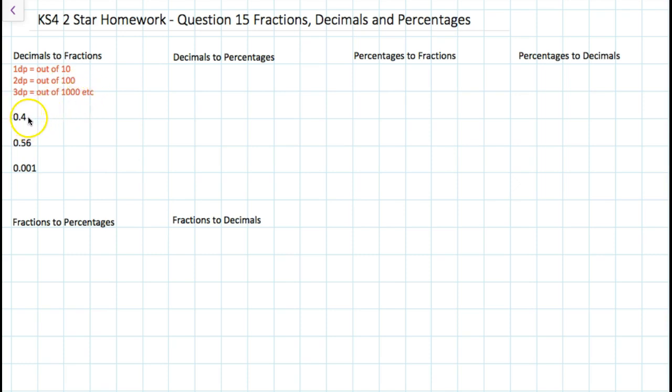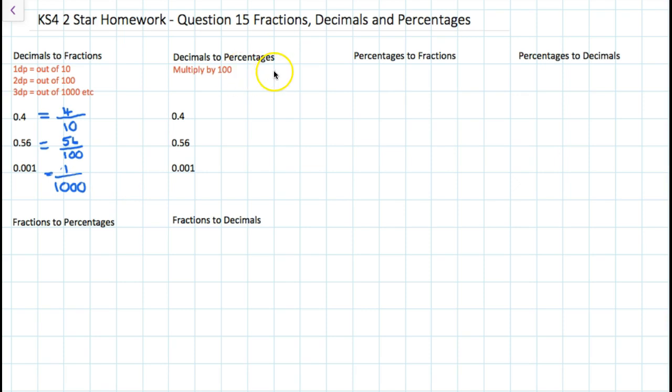So we've got one decimal place, which means we've got the number, which is 4, and we say it's out of 10, and that's done. Next one, we've got two decimal places, which means we know we've got 56, and it's out of 100. And next one, we've got three decimal places, which would give us 1 out of 1,000, and that's finished off.